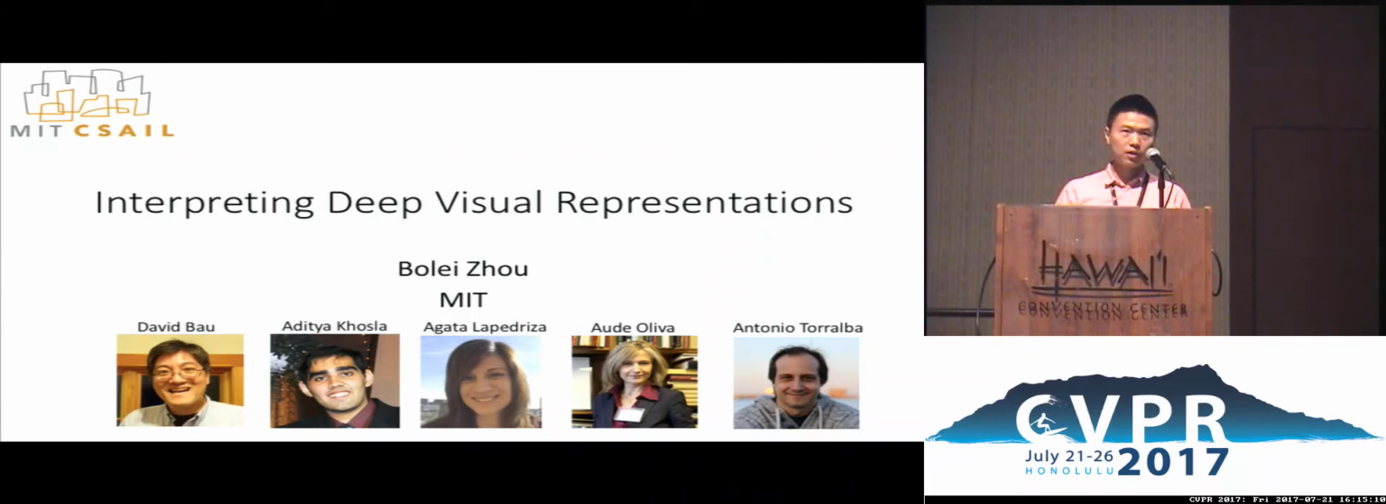Network interpretability is important because when you apply AI to critical applications like medical imaging or autonomous driving, you definitely care about what's going on inside. If the network makes a mistake, why does it make that mistake? This is joint work with David Bau, Aditya Khosla, Aude Oliva, and Antonio Torralba.